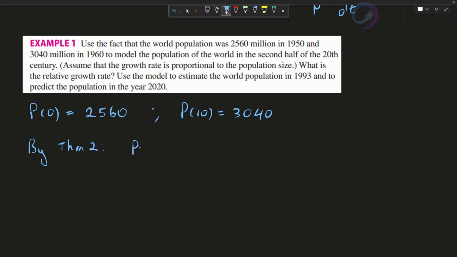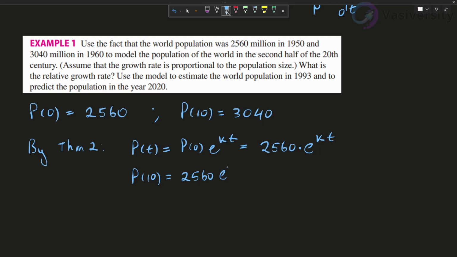Now, by theorem 2, what are we going to have? We know that p of t is equal to p naught times e to the kt, which is equal to 2560 times e to the kt. We do not have a k, but we need to find it. So we're going to use our second condition. Now p of 10 is equal to 2560 times e to the power of 10k, and that's equal to 3040.